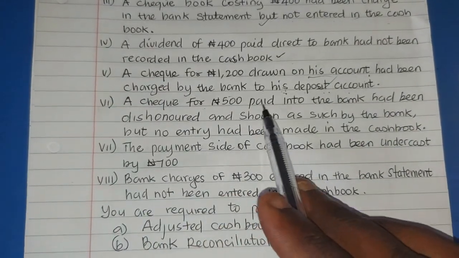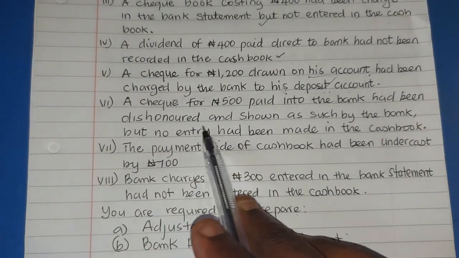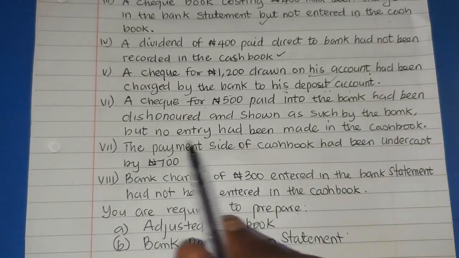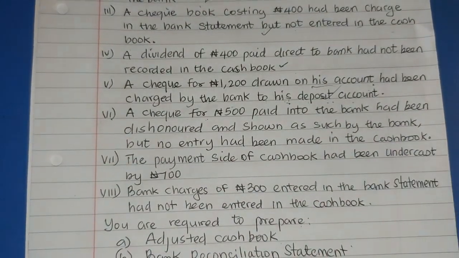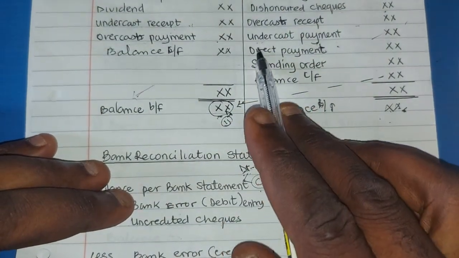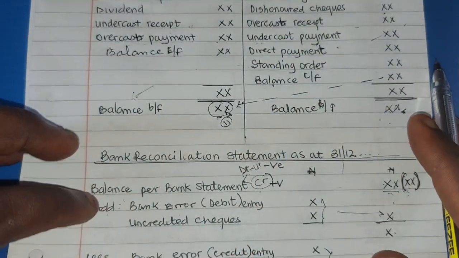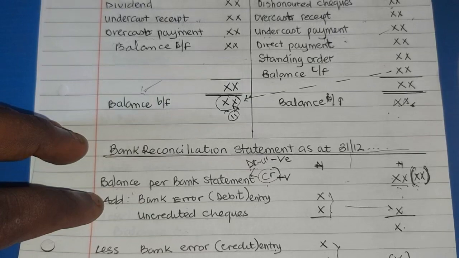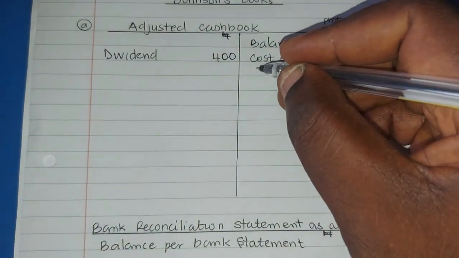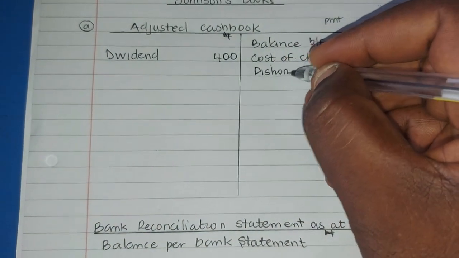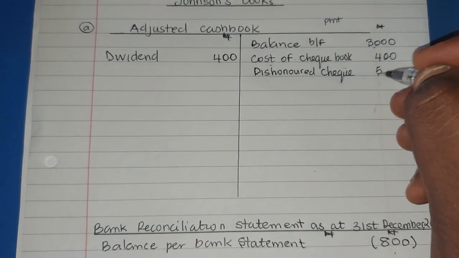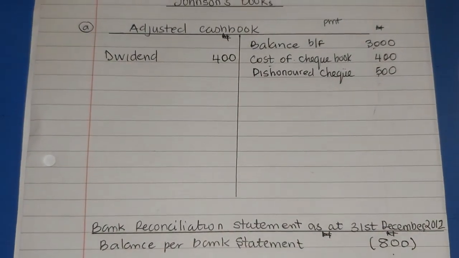So we have a check for 500 paid into the bank that had been dishonored and shown as such by the bank. So automatically that is a dishonored check. From your format, the dishonored check appears on the payment side. So you go to the payment side, you have dishonored check, and that is 500. So let's go to the next item quickly.